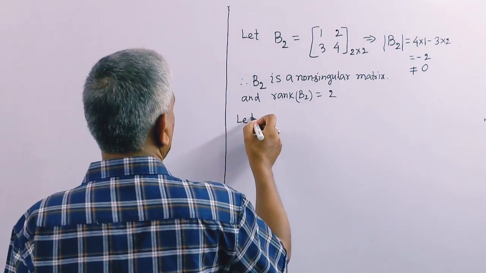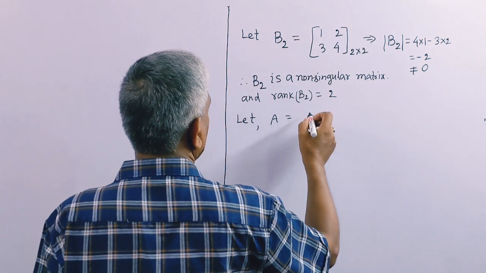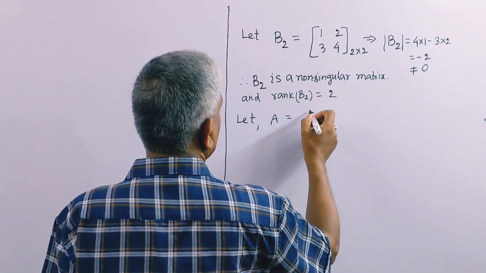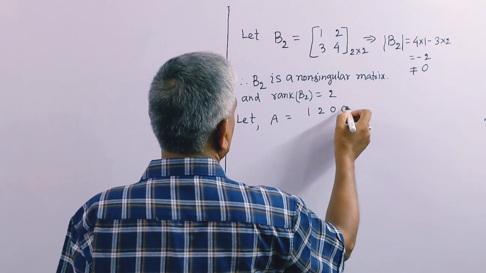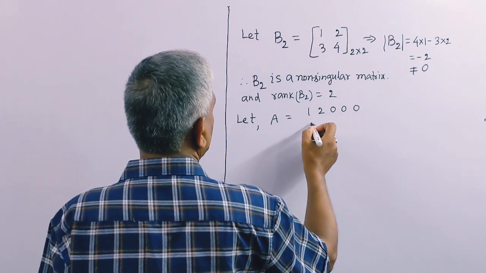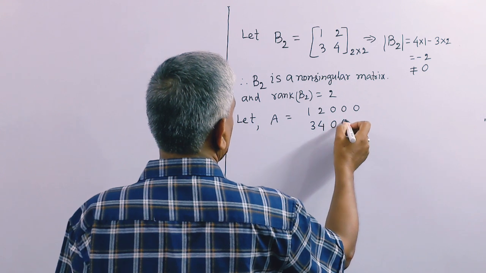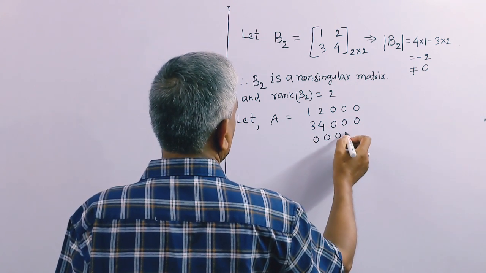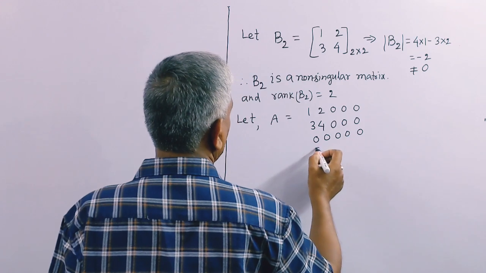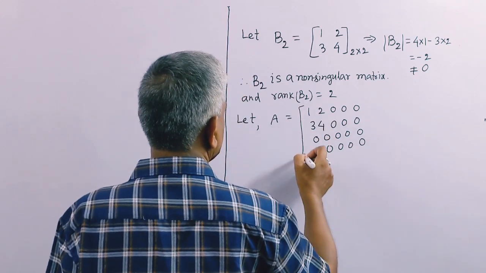Let A be a matrix in which the elements of the first row are 1, 2, 0, 0, 0. Elements of the second row are 3, 4, 0, 0, 0. Third row 0, 0, 0, 0, 0. Fourth row 0, 0, 0, 0, 0.